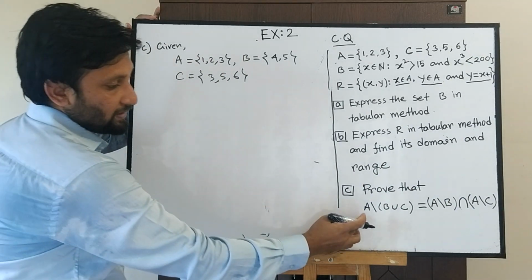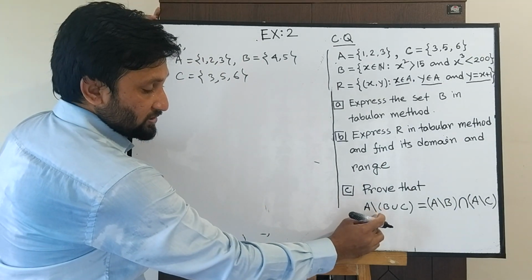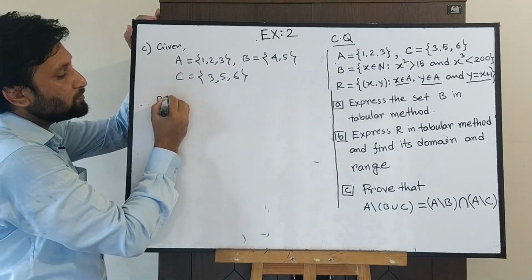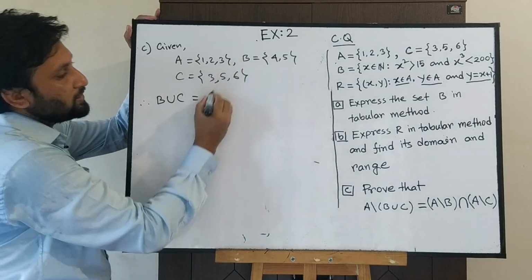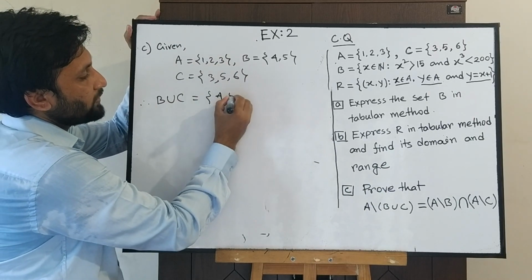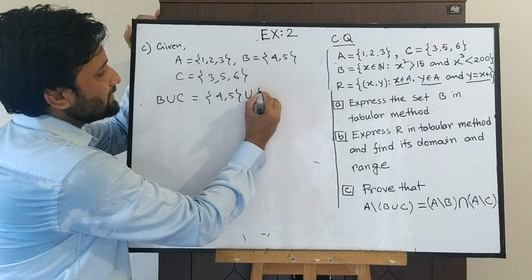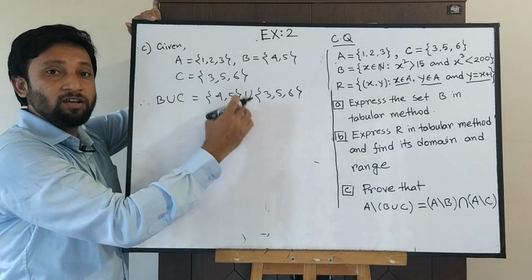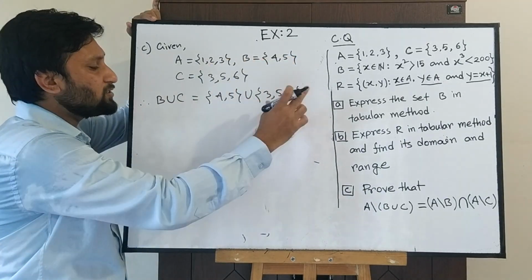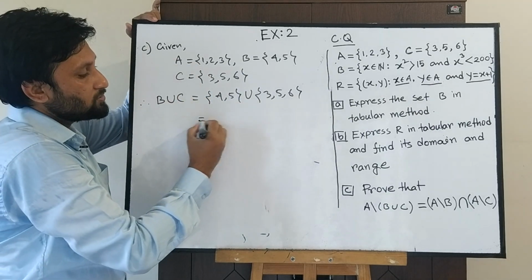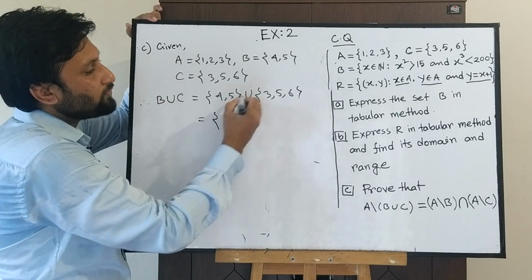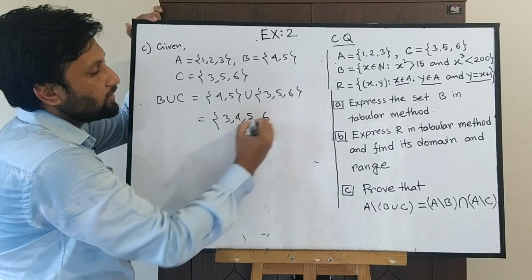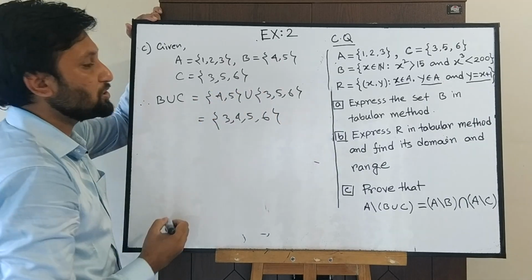Okay, so left hand side: A subtraction of (B union C). So you have to find at first B union C. B union C is B, that means 4 and 5, union C, 3, 5 and 6. Union means common and uncommon elements of these two sets. So we get 3, 4, 5 and 6. This is B union C.